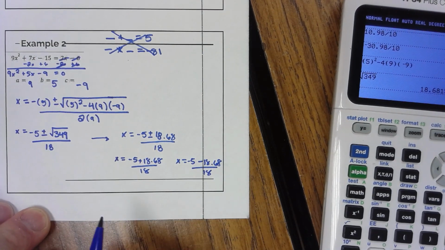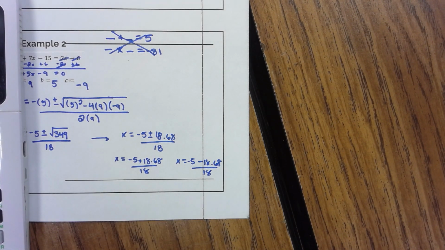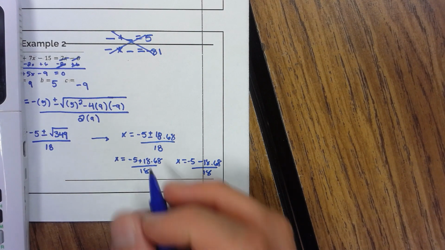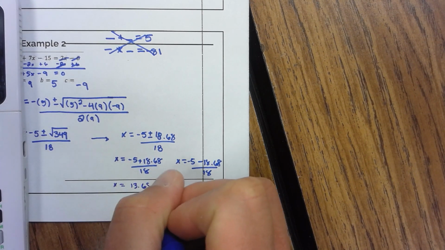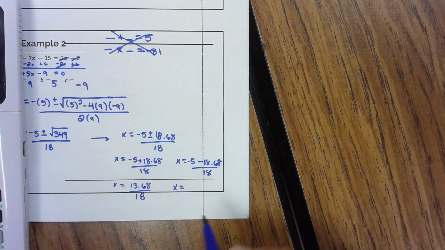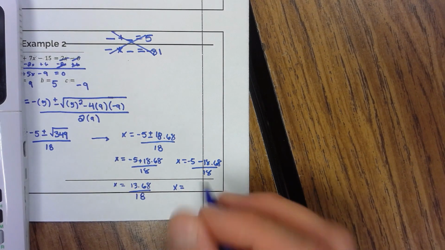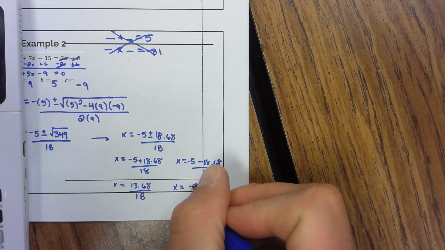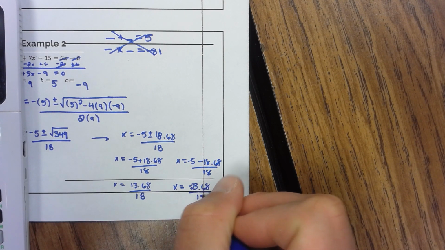We have to deal with the numerator first, so doing the addition and/or subtraction. So negative 5 plus 18.68 is 13.68, still needing to be divided by 18. And then negative 5 minus 18.68 is negative 23.68, also still needing to be divided by 18.